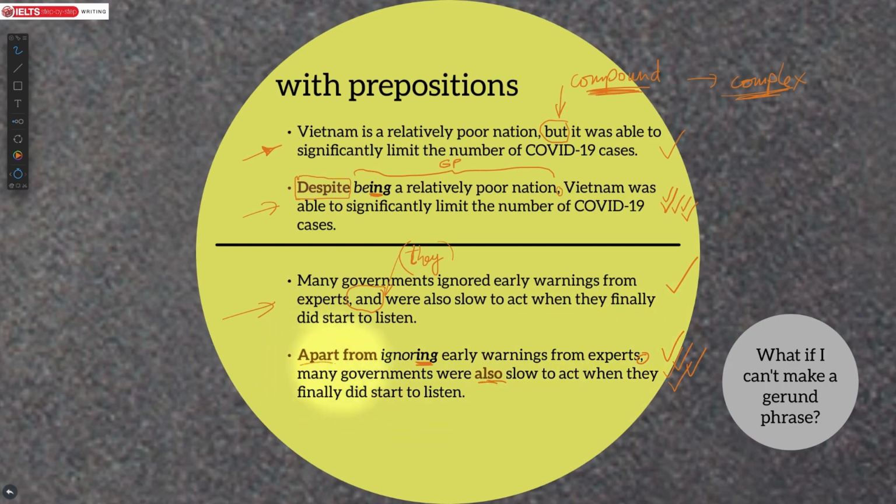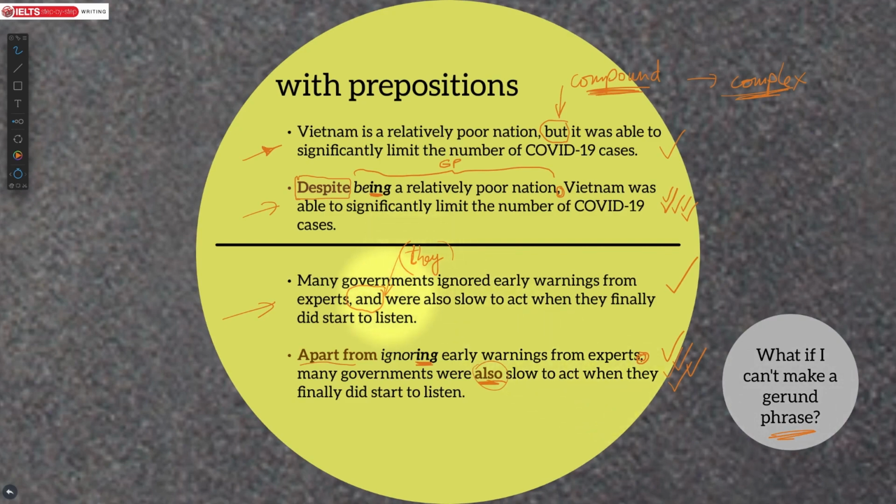Don't forget, with apart from and with despite, you must use the comma here. And apart from has this special word, also. It's not always there, but it's a good idea to keep it because it just sounds right. So apart from this, comma, something, something, also did something, something.